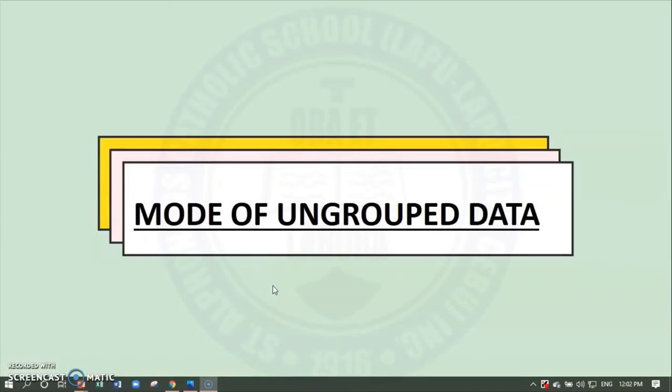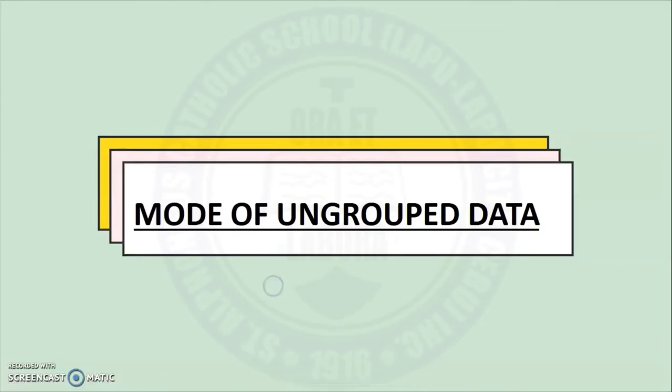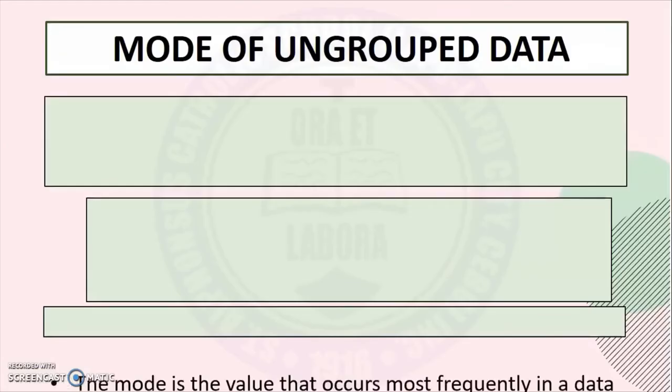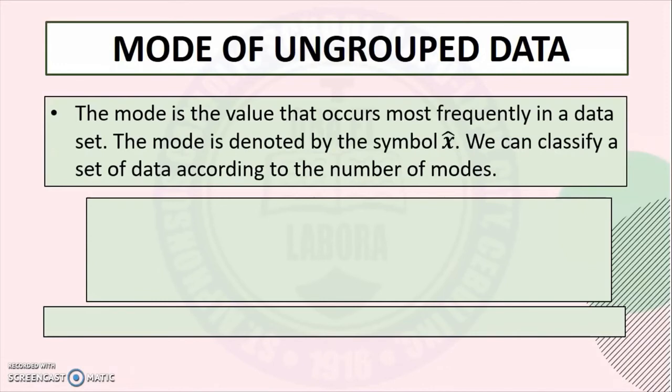We are done discussing the first two measures of central tendency, which are the mean and the median of ungrouped data. Now let's discuss how to solve for the mode of ungrouped data. When we say mode, it is the value that occurs most frequently in a data set. The mode is denoted by this symbol, and we can classify a set of data according to the number of modes.